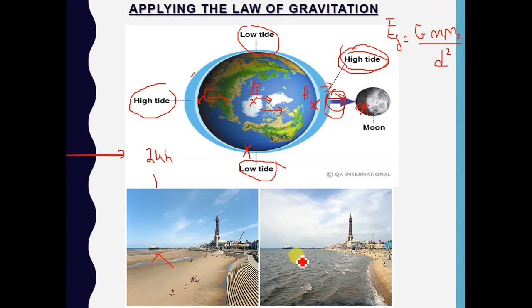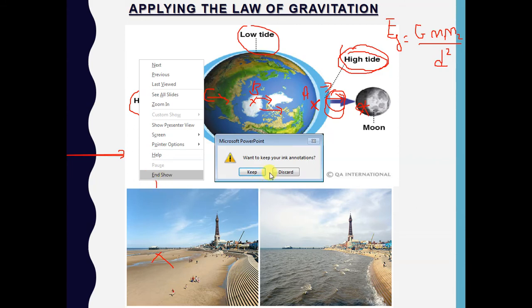So two high tides per day, two low tides per day. Every 12 hours, high tide. High tide, after 6 hours low tide, after another 6 hours high tide. So see, after 12 hours we see the other high tide. After 6 hours low, and so on. I will show you the video now, so concentrate please.